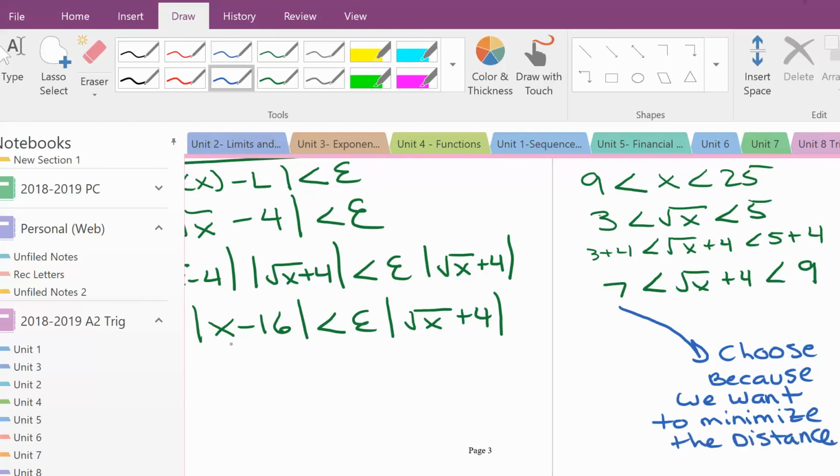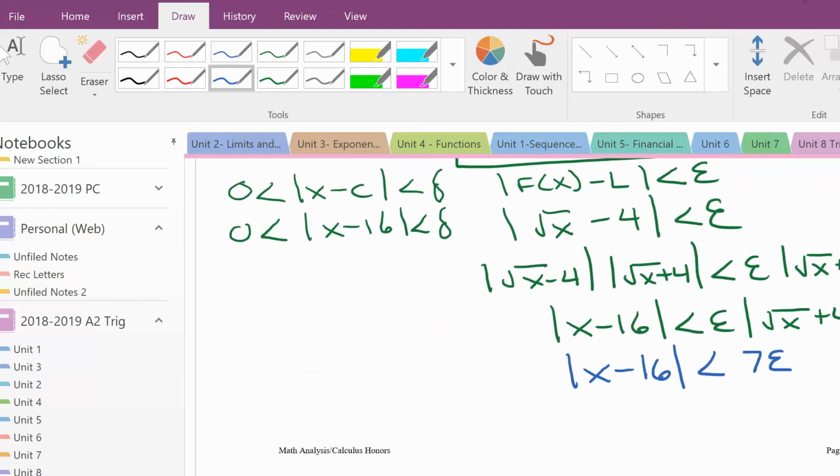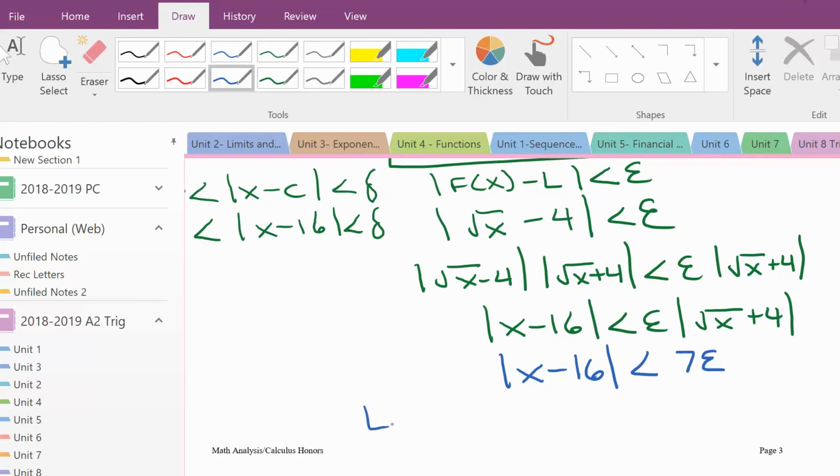So we want to minimize the distance. So the absolute value of x minus 16 is less than 7 times epsilon. All right, so now we've got them to be the same, and that means that we're going to let delta equal 7 times epsilon.